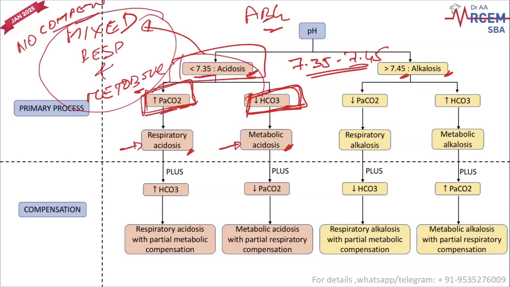Again, we'll go back to when PaCO2 is on the higher side, it is a respiratory acidosis. Along with this, if there is a high bicarb also, then we call it a respiratory acidosis with partial metabolic compensation. The important term you need to remember here is partial. Why do we call it partial? Because the pH has not come back to normal. That's why it is always a partial compensation. It cannot be a complete compensation.